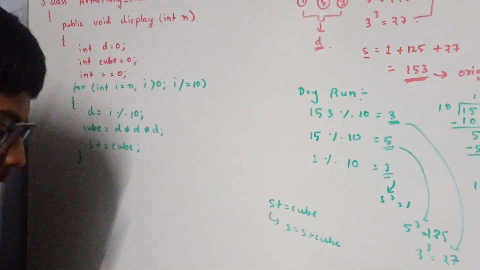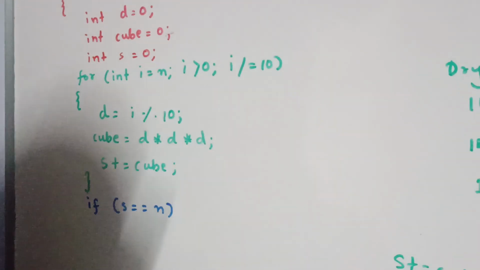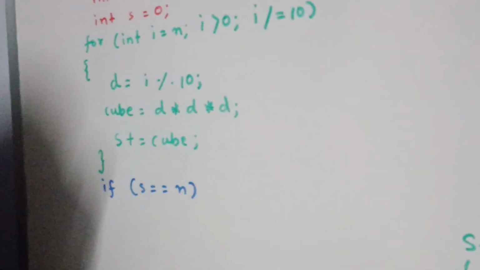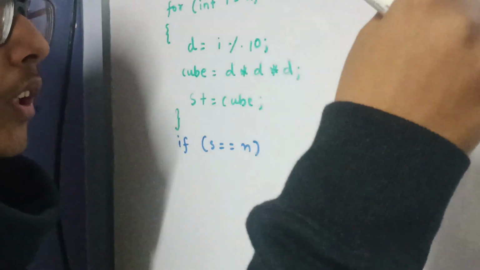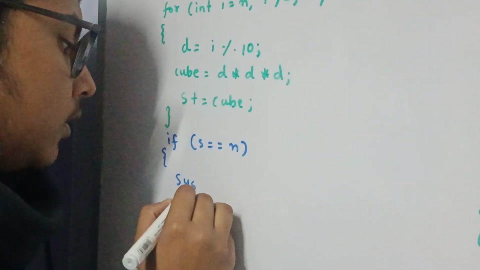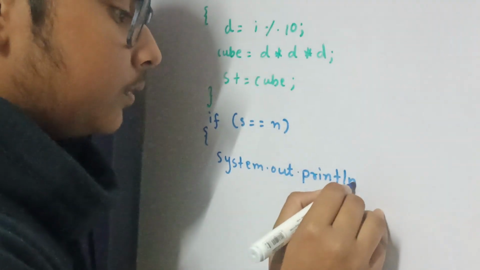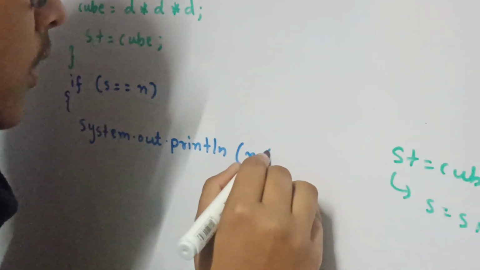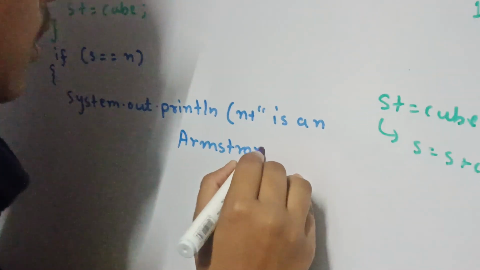Next we will use the if and else statement. If this sum is double equals to the number, this double equals sign is a relational operator used to check the equality between the two operands. If the sum of the cubes of each digit is equal to your inputted number, then you can print System.out.println n plus is an Armstrong number.